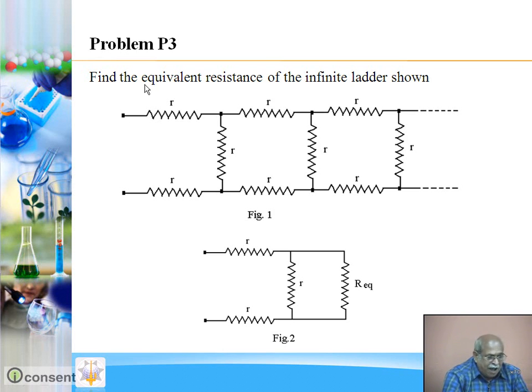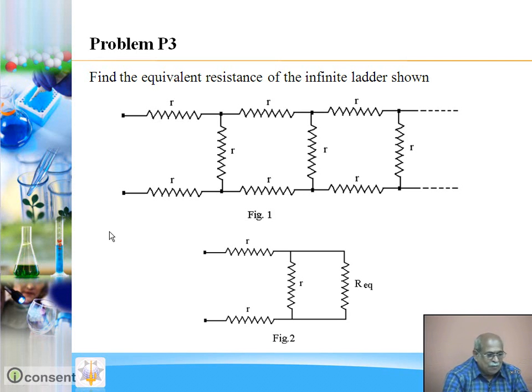I delete this first part of the figure, R. Excluding this first part, what is the remaining circuit? Again infinite ladder. Removing the first part makes no difference to infinity. So imagine that equivalent resistance of this infinite ladder is Req. So what will be equivalent resistance after we remove this first part? Equivalent resistance of the remaining is Req.